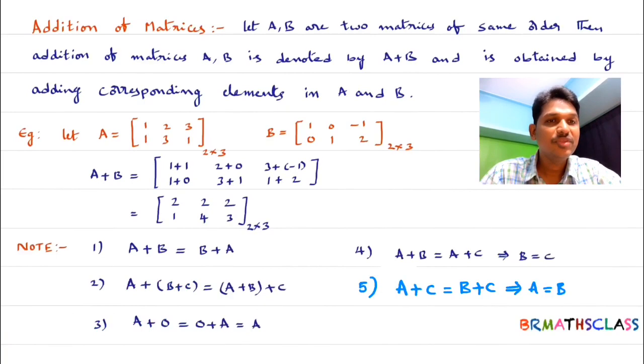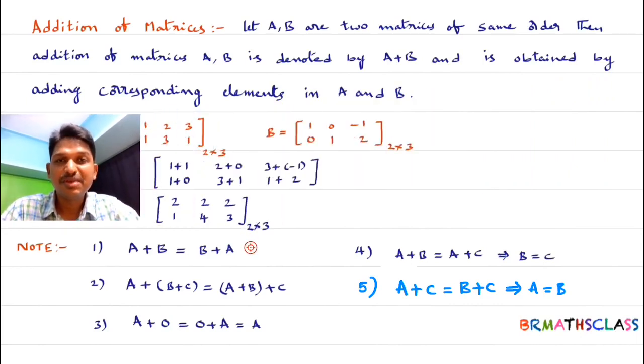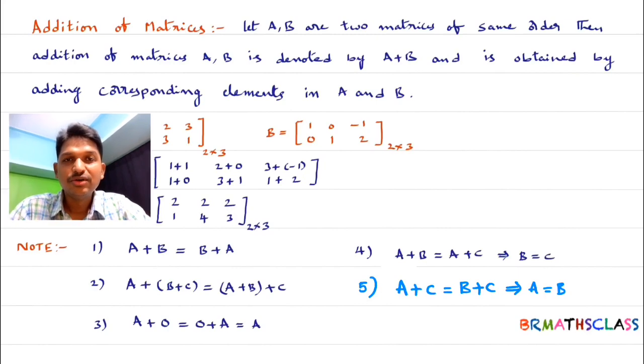Properties. See these properties. First property, commutative law holds good with respect to addition. Commutative law you will learn in the functions chapter, in binary operations. However, it is easy to understand. When you do A plus B, whatever answer you get, when you calculate B plus A, then also you will get the same answer. So simply we say that A plus B is same as B plus A. So with respect to addition, commutative law holds good. This is the first property.